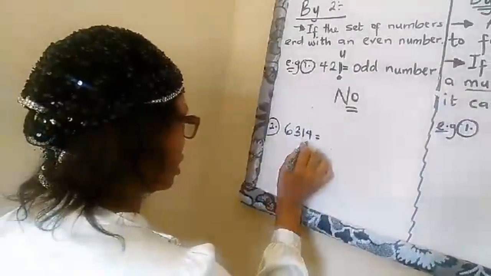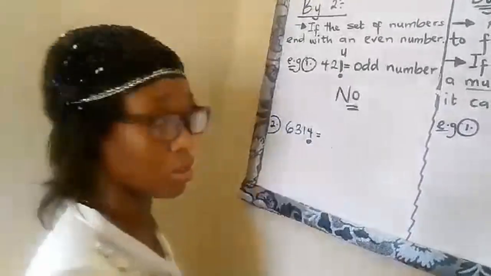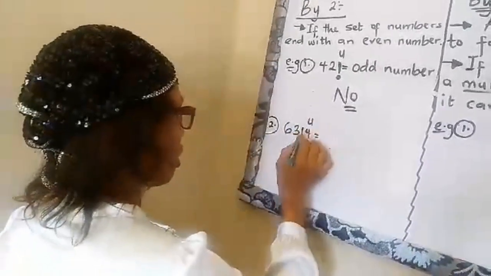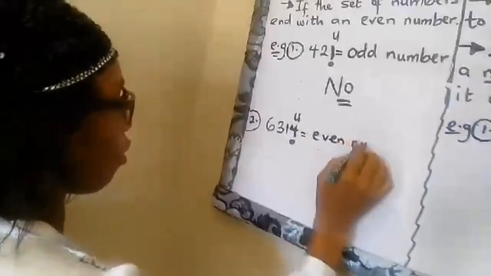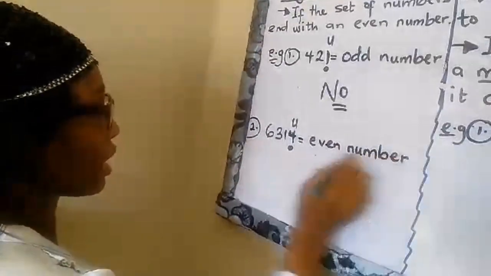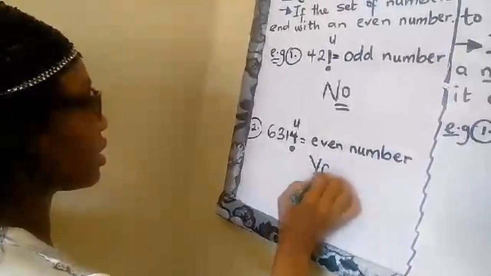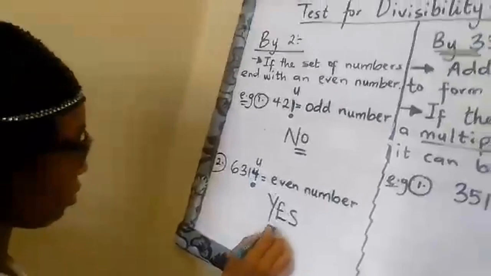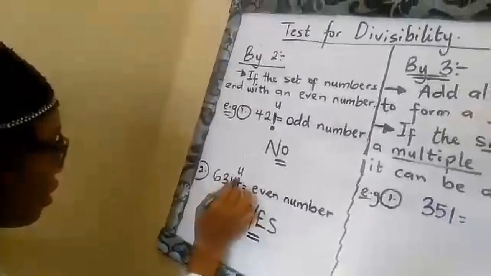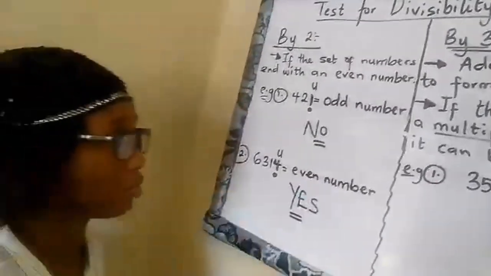You look at the last digit. The last digit is what you'll be on the lookout for. This is the units. The unit here is 4. 4 is an even number. So because it's an even number, your answer is yes. 6,314 can be divided by 2 without remainder because the last digit, 4, is an even number.